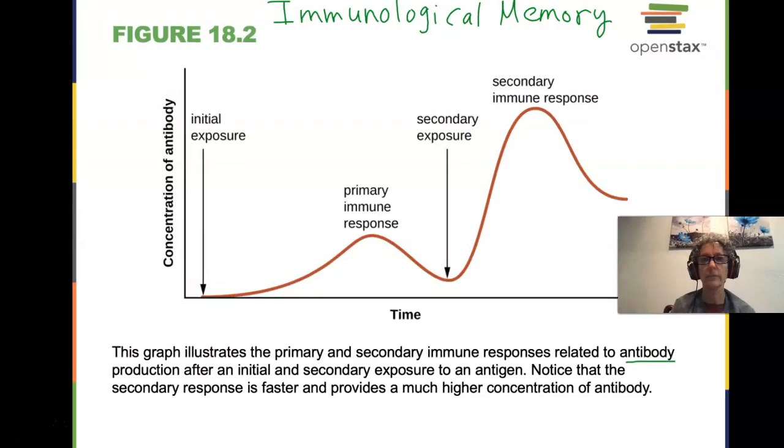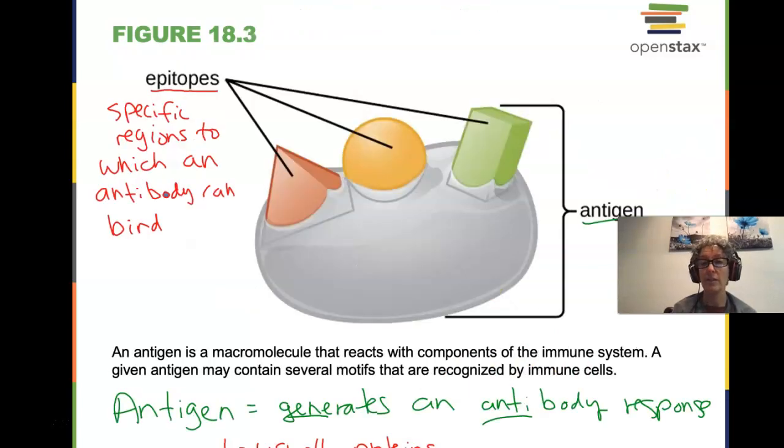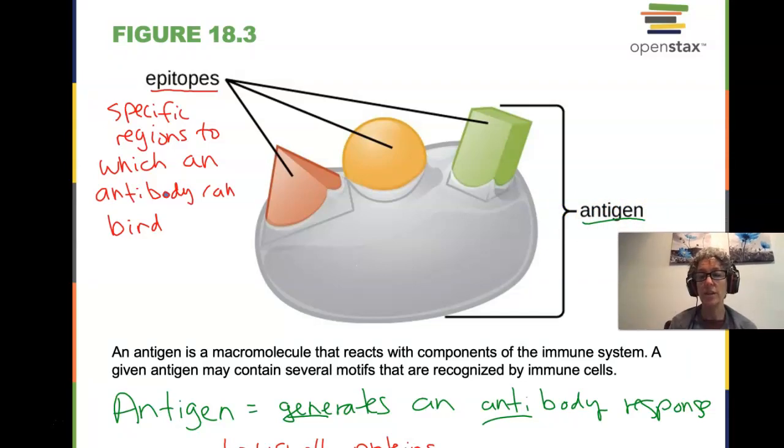We keep mentioning antigens and antibodies. So an antigen, as I mentioned in the previous lecture, is any substance that generates an antibody response. They are typically proteins of some sort. And an entire antigen may have separate components on it called epitopes. And those are the specific places on which an antibody can bind.